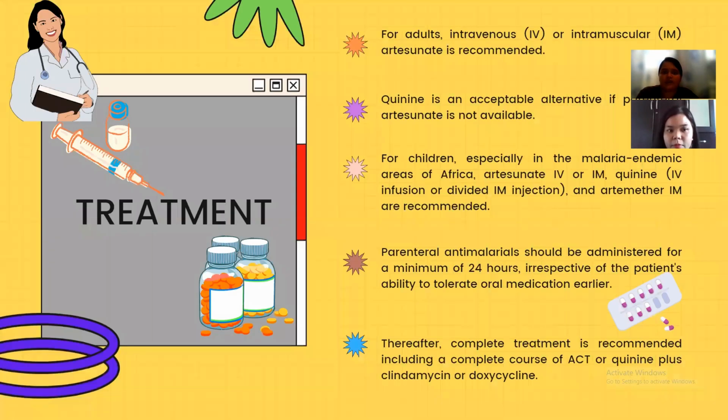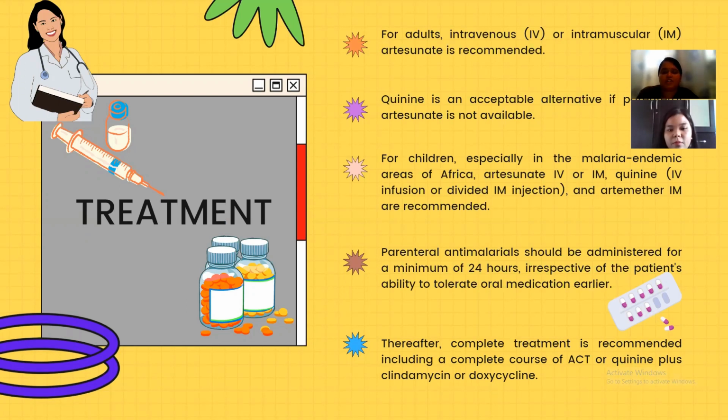For the treatment for adults, intravenous or intramuscular artesunate is recommended. Quinine is an acceptable alternative if parenteral artesunate is not available. For children, especially in the malaria endemic area of Africa, artesunate intravenous or intramuscular, quinine intravenous infusion or divided intramuscular injection, and artemether intramuscular are recommended.